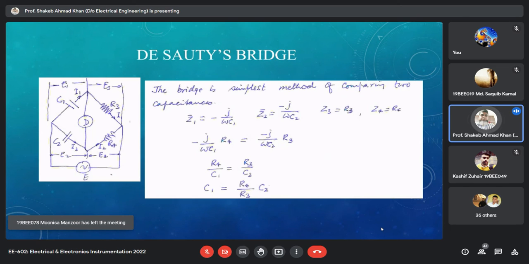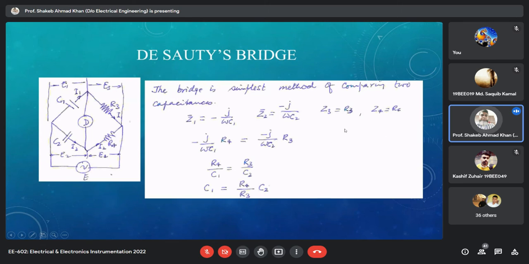The De Sauty's bridge, you can see that it is considered as one of the simplest AC bridges. In this case, you look upon it and you see the derivation. You will find there is only one balance equation. It is not like the others, because its circuit is so simple.